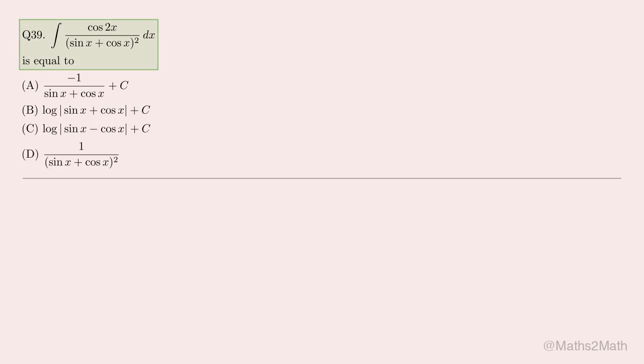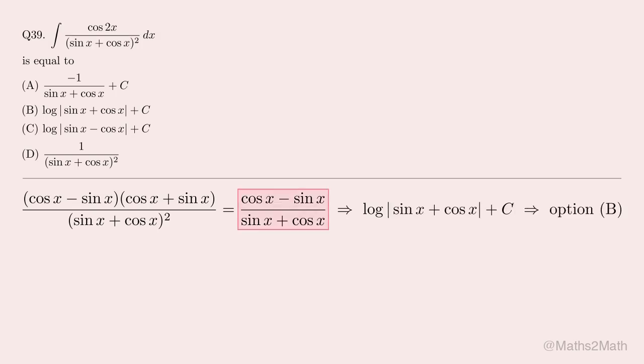Question 39, multiple choice. Factor cosine 2x. One factor cancels, leaving the log form. Cosine 2x is cosine minus sine times cosine plus sine, so the integrand reduces to the derivative over function form. Log of sine plus cosine. Option B.